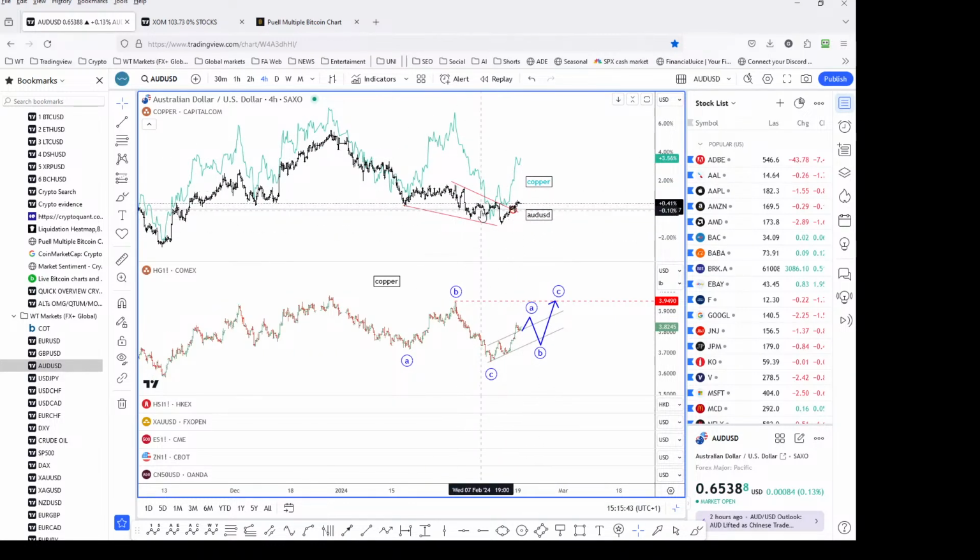Also, we have seen a move to the upside on gold and silver as well, but not really breaking out. I mean, gold is just moving sideways, staying sideways in a very big triangle there. But at least if we try to connect the dots here, I think that as long as this market, copper, is in this recovery mode, Aussie could potentially follow.